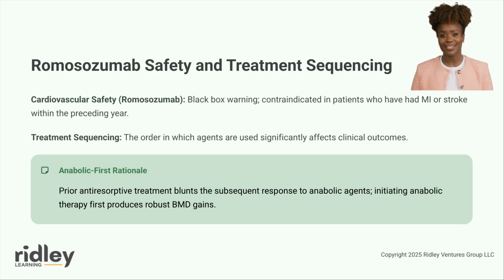Subsequent meta-analyses and real-world studies have produced mixed results regarding cardiovascular risk, with some suggesting increased risk and others finding no significant difference. Current prescribing information includes a black box warning advising against romosozumab use in patients who have had myocardial infarction or stroke within the preceding year. Careful cardiovascular risk assessment is recommended before initiating therapy.